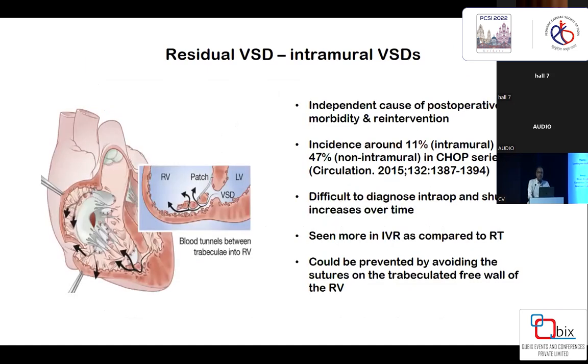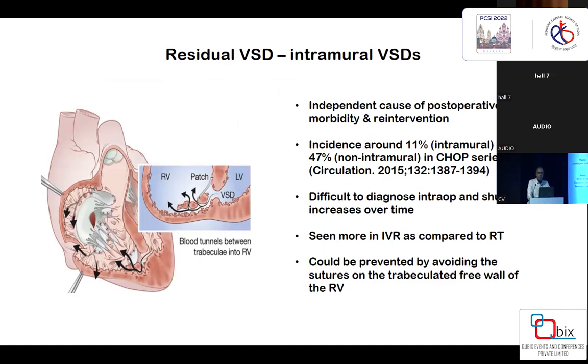Residual VSD, especially intramurals. Now, this subset of VSDs is very tricky. It is a surgeon's problem always because it's very difficult to diagnose them intraoperatively. Around 11% of them have intramural VSDs. They're very common in conotruncal abnormalities. And the shunt continues to increase over time as the child grows.